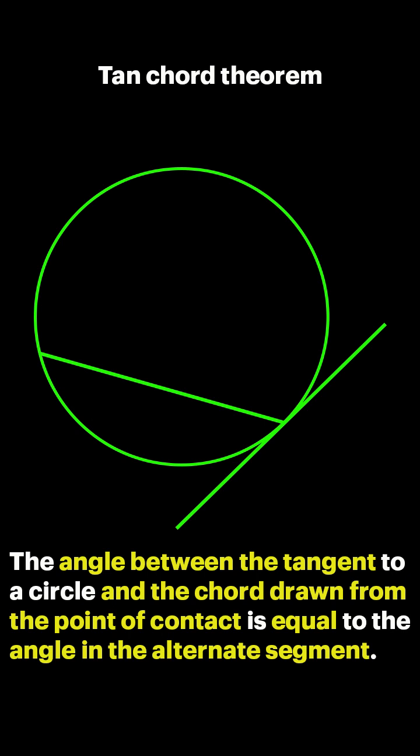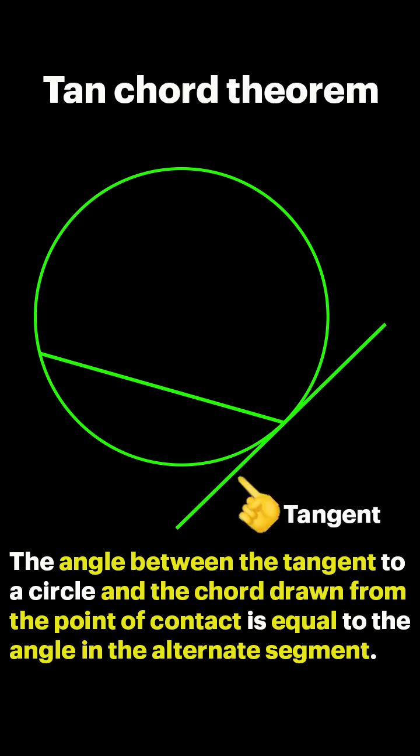We need to identify a few things. Number one is the tangent. The second thing is the chord. Notice that as the theorem states, the chord is drawn from the point of contact of the tangent to the circle. Now between the tangent and the chord there is an angle. In this case, the size of the angle is x.